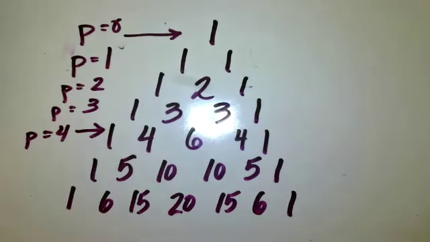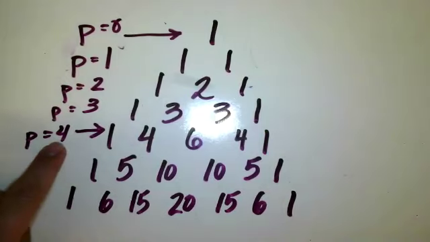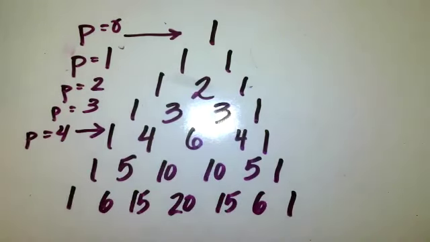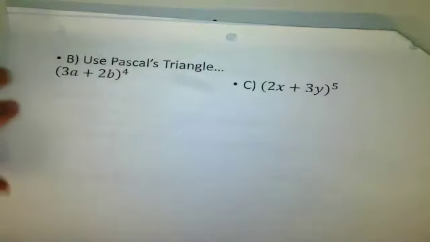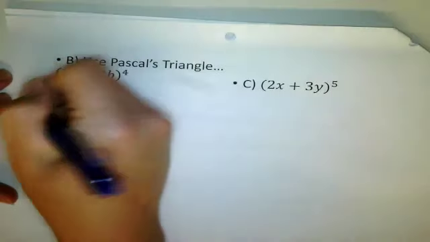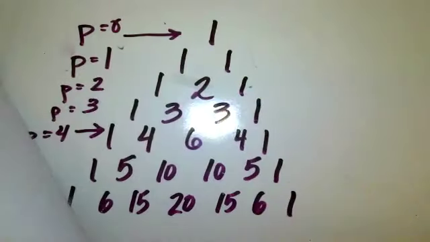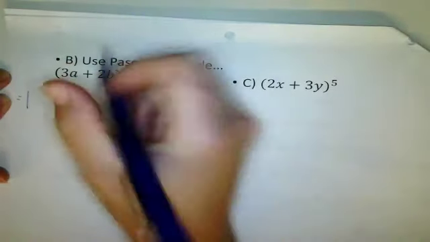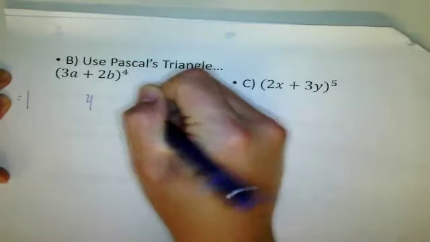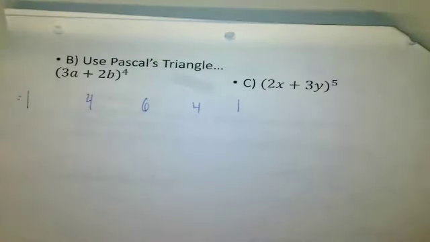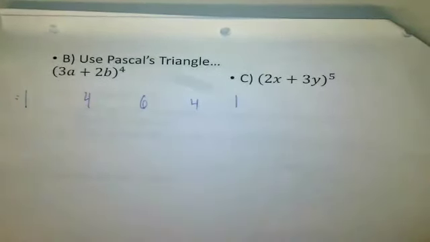And so I'm going to look at that power equal to 4 line, and that's telling me my coefficients 1, 4, 6, 4, 1. So I'm going to go ahead and write that down here. And you're going to need a lot of space here. I might run out of space. What were those? 1, 4, 6, 4, 1. Give yourself space in between. 1, 4, 6, 4, and 1. Lots of space there. Those are the coefficients.